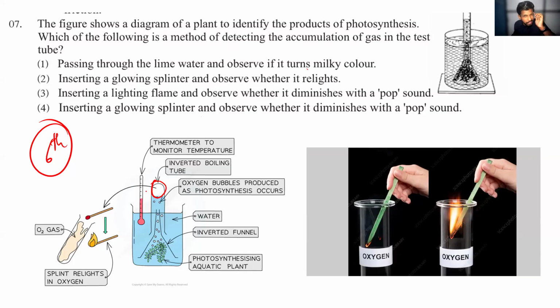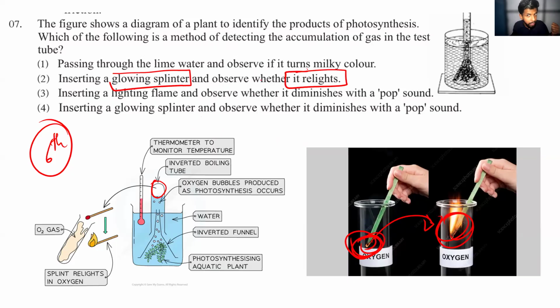Read the sentence very carefully. A glowing splinter. Understand the term clearly. Glowing means smoldering, not the lighting splint. This is lighting, this is glowing. Glowing means smoldering. So the glowing splinter will relight. Here you can see there's no flame, but later the flame will form. So option number 2: when the glowing splinter is inserted, we can observe it will relight.